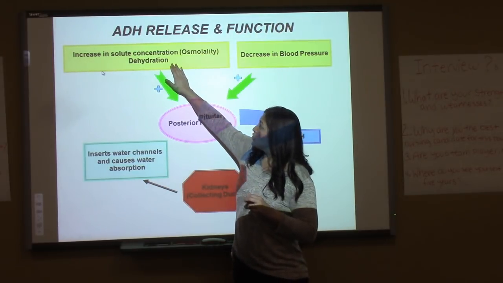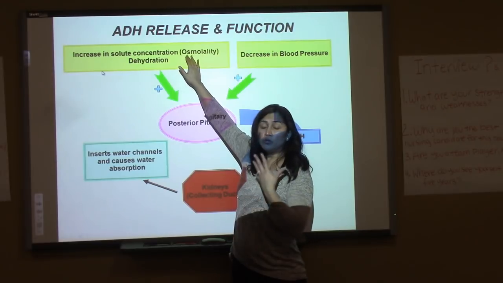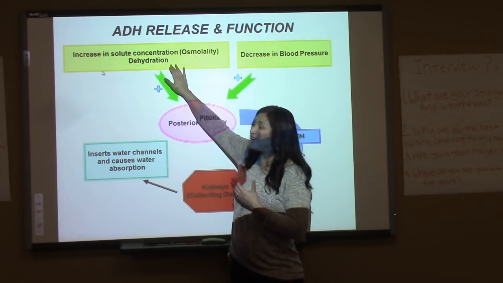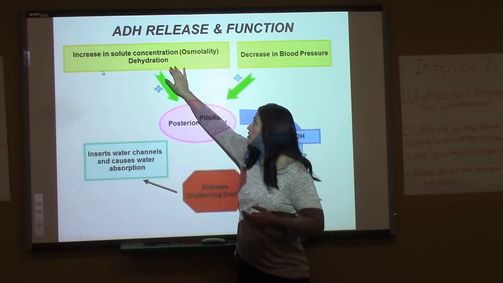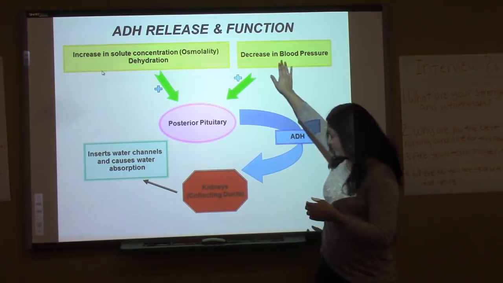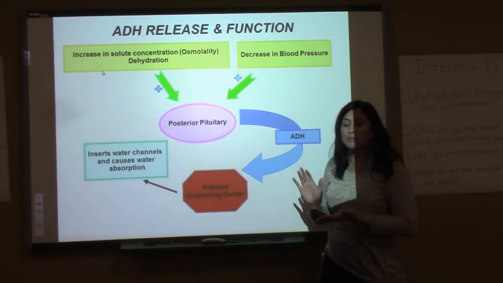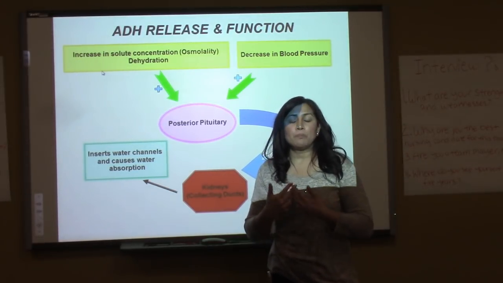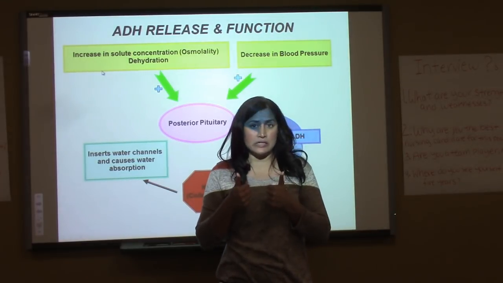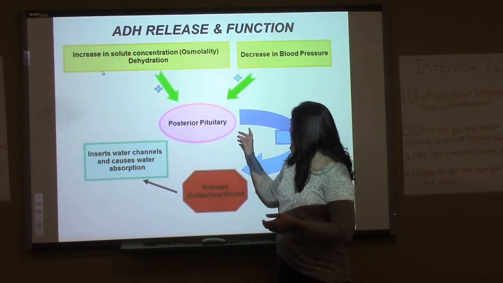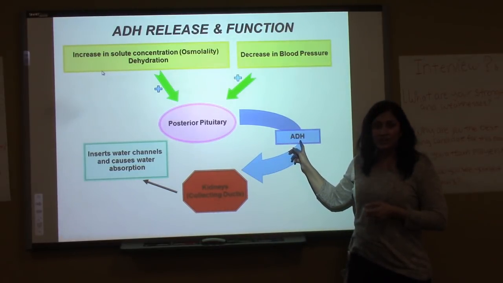One of them is increased solute concentration. So you basically increase osmolarity, plasma osmolarity. Basically you're dehydrated, so dehydration. That's one signal. Another signal is a drop in blood pressure. So anytime your blood pressure drops or your plasma osmolarity increases, both of them are signals to cause your posterior pituitary to release a hormone called ADH.